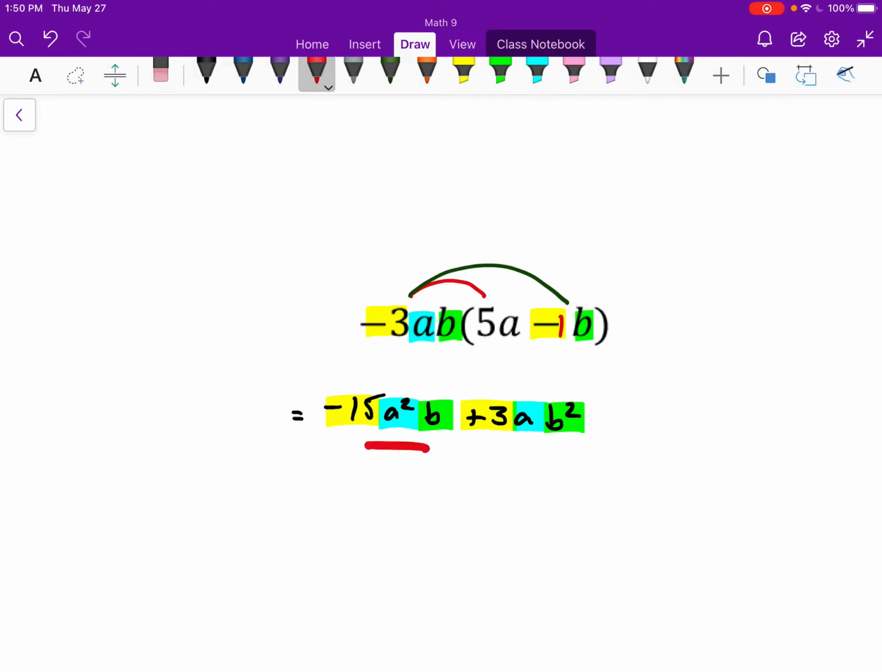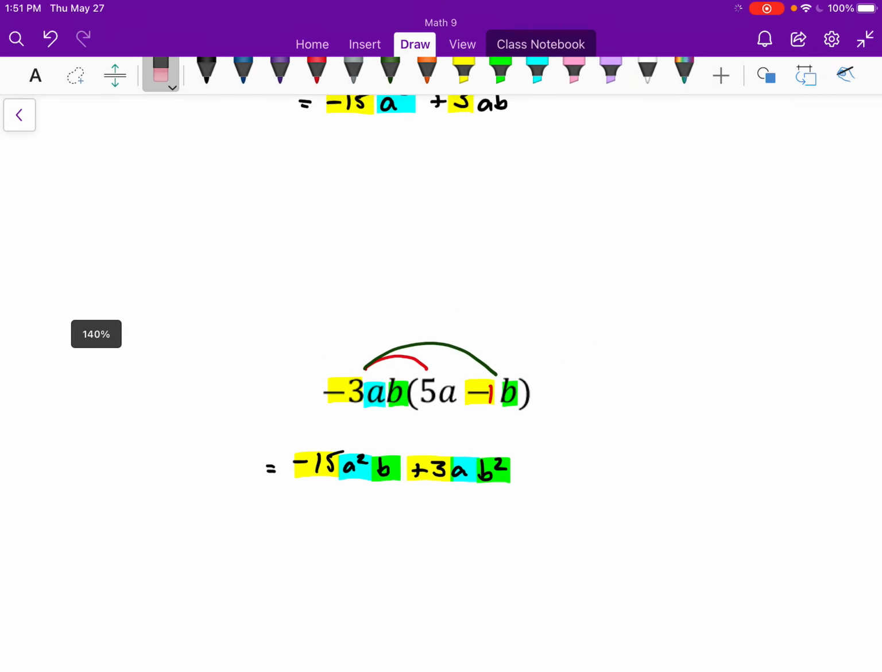And notice these are not like terms. They have the same variables. They both have a and b. There's both a power of 2, but the exponent does not correspond to the same variable. This one has a squared. This one has b squared. So they are not like terms, which means I'm just done.